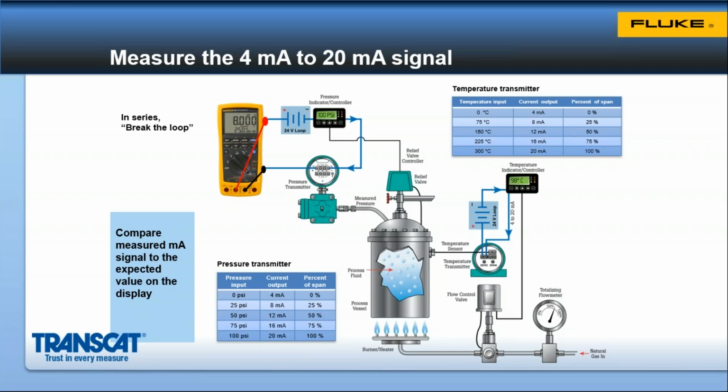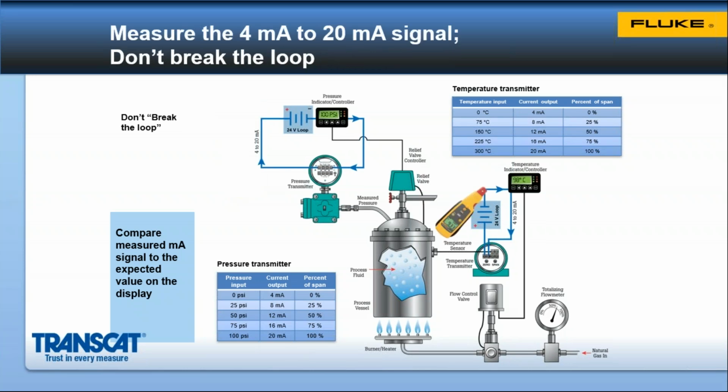So it's critical that good communication between the technician and the operator in the field be maintained with this measurement technique to avoid an accidental trip or shutdown. There's one method that can be used to mitigate that liability, and that's to take a milliamp clamp.